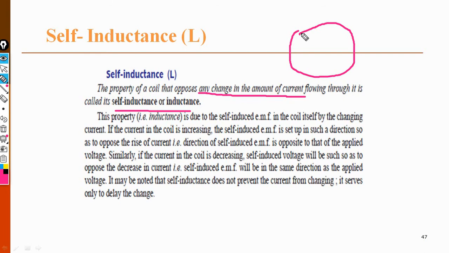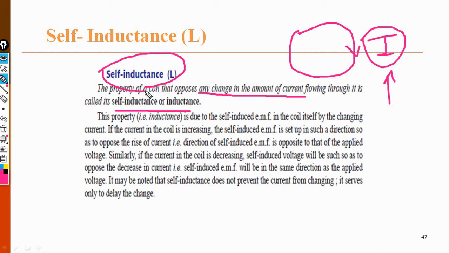That means this is the coil, and current I is flowing through it. The property of the coil that opposes the current change is called self-inductance. And also, the self-induced EMF in the coil depends on the changing current. That means if a changing current takes place in the coil, then the self-inductance opposes the changing current present in the coil.